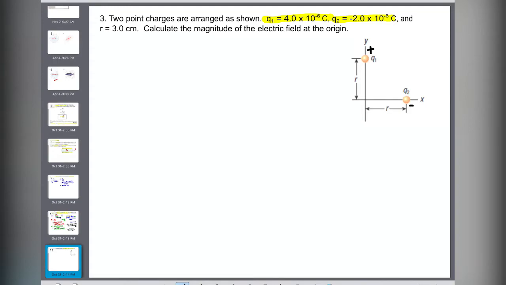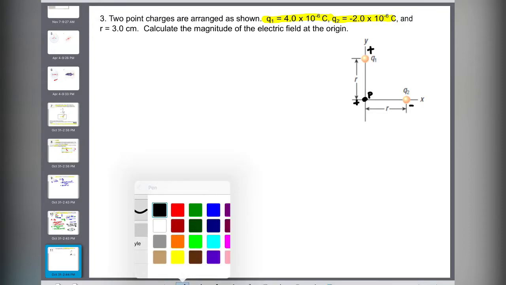They want you to calculate, so both of the R's are 3. And they want you to calculate the magnitude of the electric field at the origin, which is right here. Okay, so this is your point P. Remember, we assume point P to be positive. So that means point P is going to feel the electric field from Q1 and Q2.